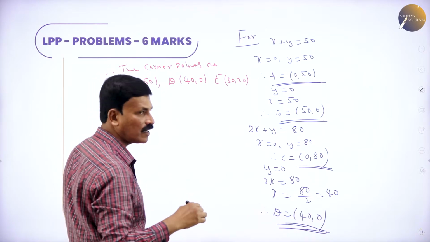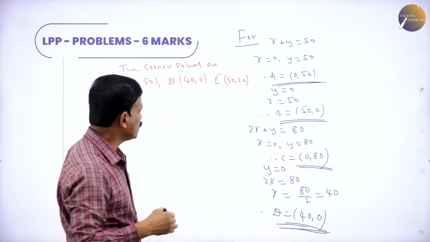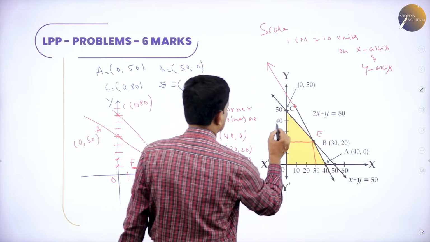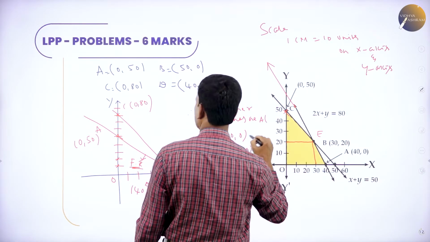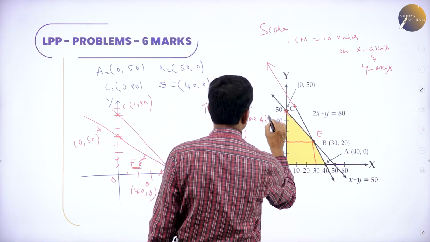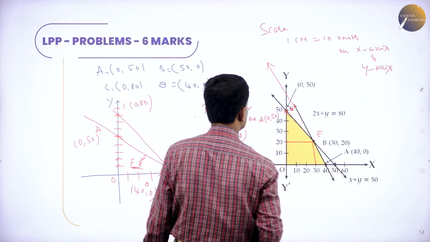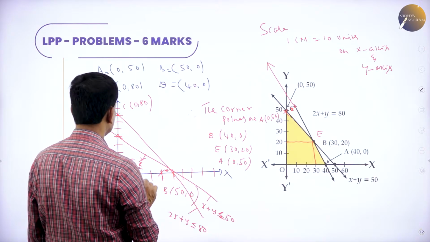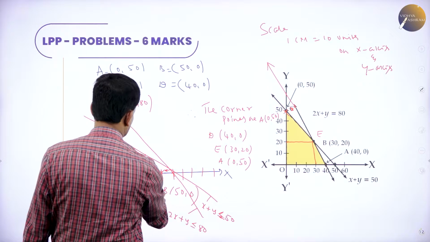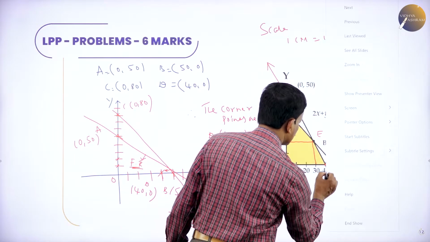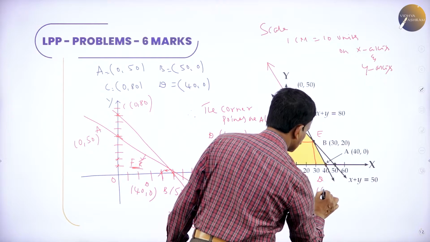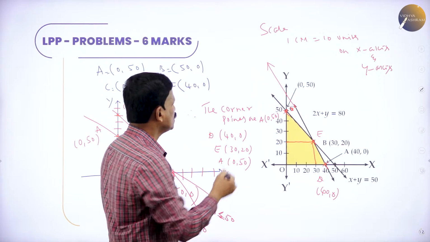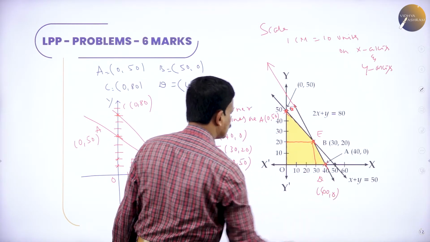I will write this on the graph, because on the graph the points are marked in a different way. I will mark the points. Where is A? This is A. A is equal to (0, 50), not C. This is A and E, and another point. What is the other point? D. Where is D? This is D. D is equal to (40, 0). So these are the feasible corner points: A (0, 50), E (30, 20), and D (40, 0).